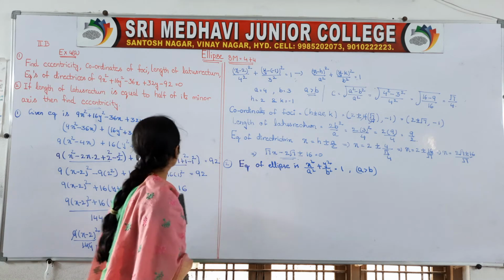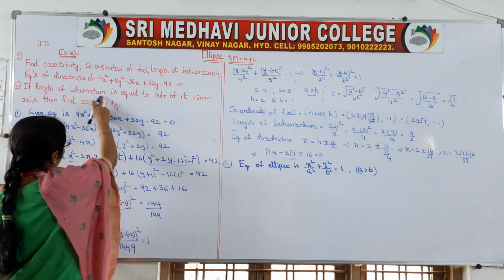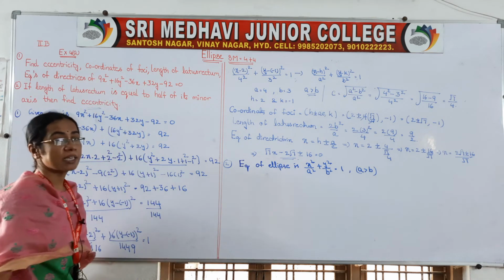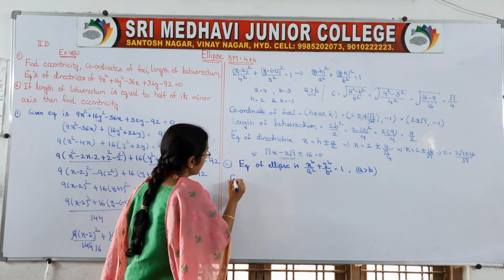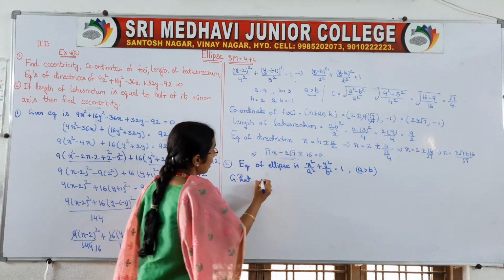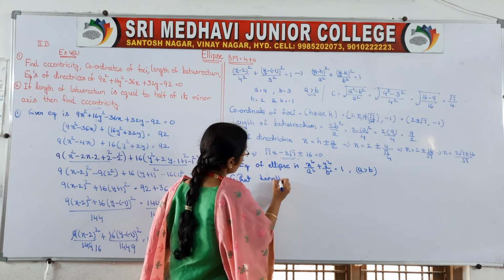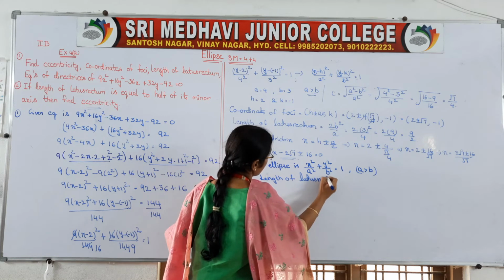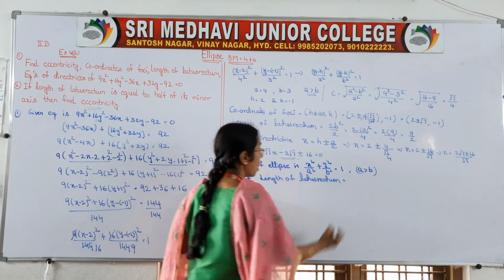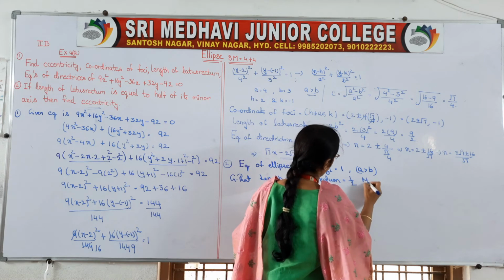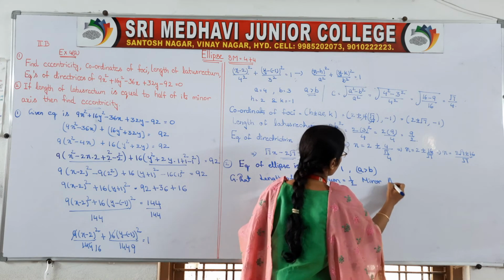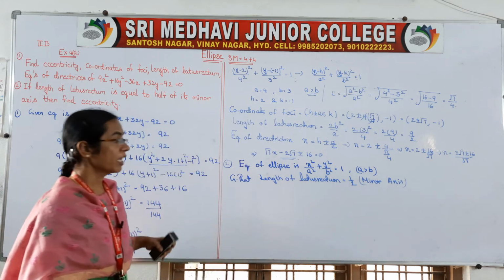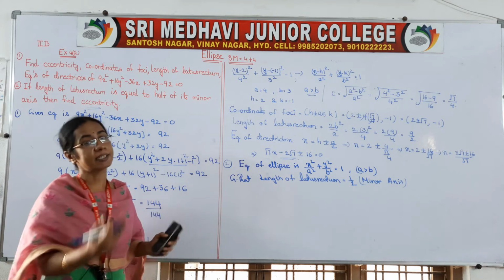Now come to the first information. What is given to us? It is given that the length of latus rectum is equal to half of its minor axis. So write the information: length of latus rectum is equal to half of minor axis.